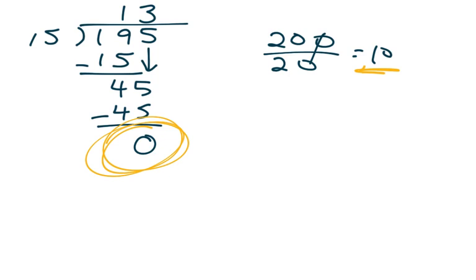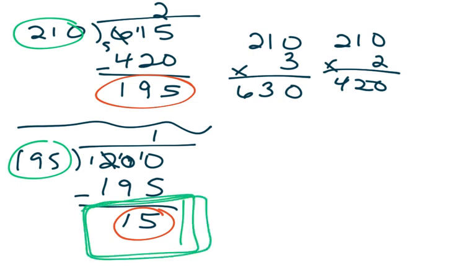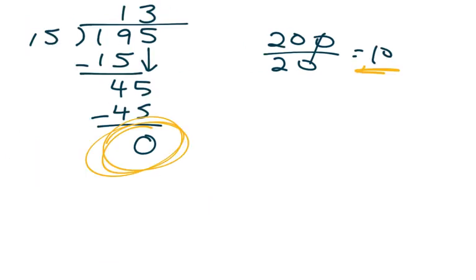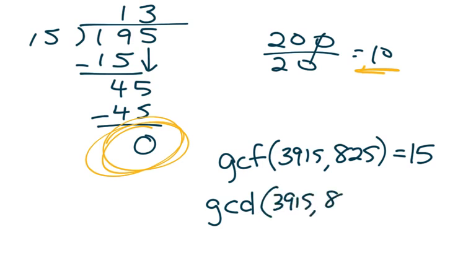So we got our remainder, which means we go back to the previous problem, and our remainder from the previous division is the greatest common factor. And so the greatest common factor of 3,915 and 825 is 15. You can also call it the greatest common divisor, and that is just as good in this situation, and it is 15.